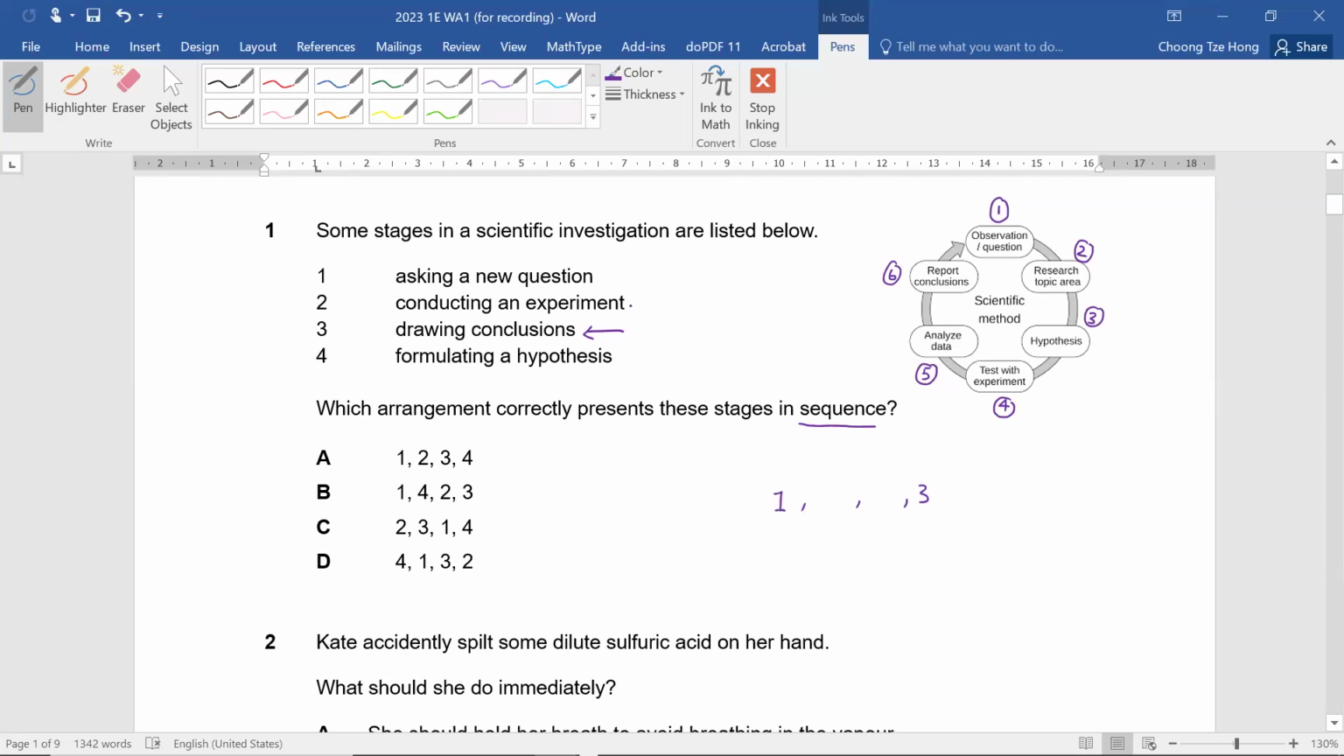Then after that, which one will come first? Conducting experiment or formulating hypothesis? The experiment is meant to test the hypothesis, right? So this means that the hypothesis will have to come first before the experiment. So the sequence will be 4, and then after that 2. Once you get done the experiment, you will analyze your data and then come to the conclusion. So the answer will be 1, 4, 2, 3, which would be B. So B, 1, 4, 2, 3. So B.